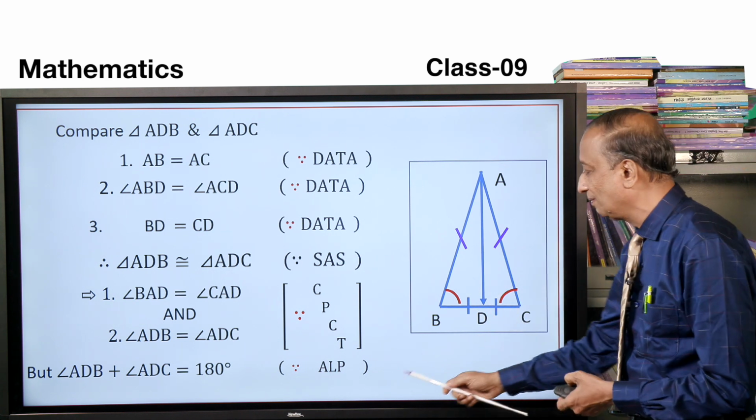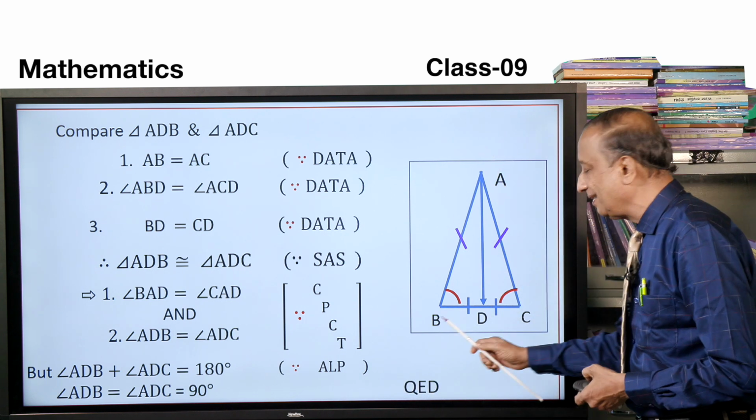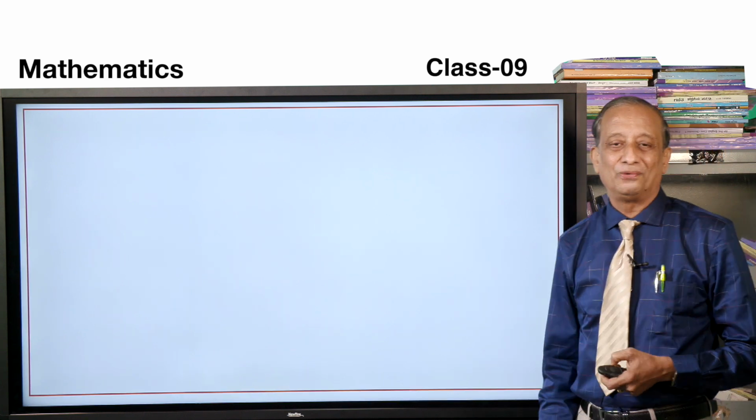These two angles are equal. Don't you think it means that each of them is equal to 90 degrees? Hence AD is perpendicular to BC. This is how we are going to prove.